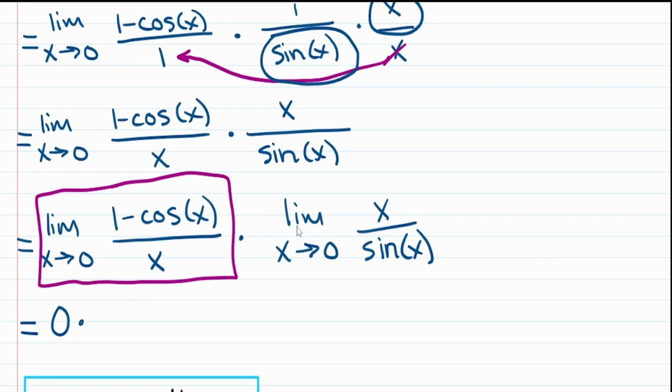So if we plug in 0, remember from our unit circle that x equal to 0 would put us at 1, 0. So our sine x would be 0, and we wouldn't be able to take the limit anyways. So our answer is just 0.